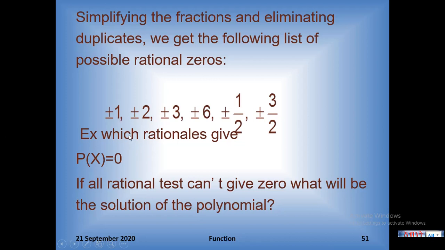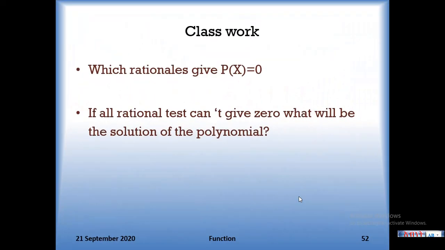So I will give you an exercise: which rationals give 0? Please test it in your homework, at your home. If all rational tests can't give 0, and I will add 1 point, what will be the solution of the polynomial? Please refer to the module. There are different methods. And the classwork is this. Which rational gives 0? And if all rational tests can't give 0, what will be the solution of the polynomial?